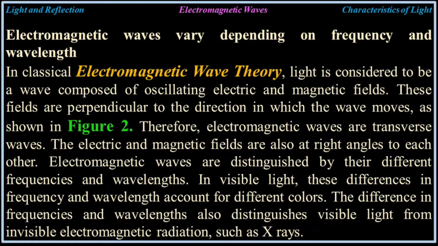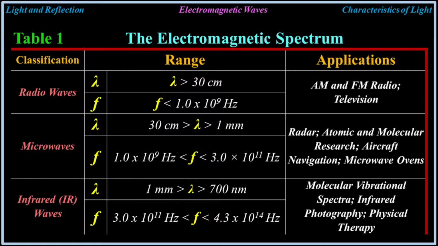Electromagnetic waves are distinguished by their different frequencies and wavelengths. In visible light, these differences in frequency and wavelength account for different colors. The difference in frequencies and wavelengths also distinguishes visible light from invisible electromagnetic radiation, such as X-rays, microwaves, infrared, ultraviolet, etc. Here's a table, Table 1, the electromagnetic spectrum.